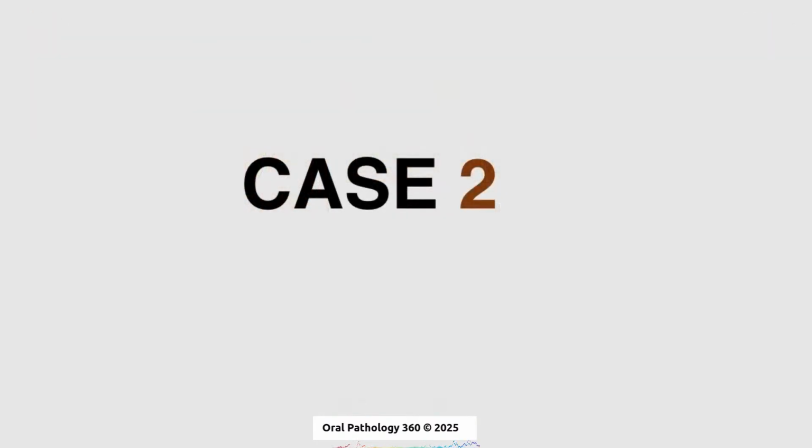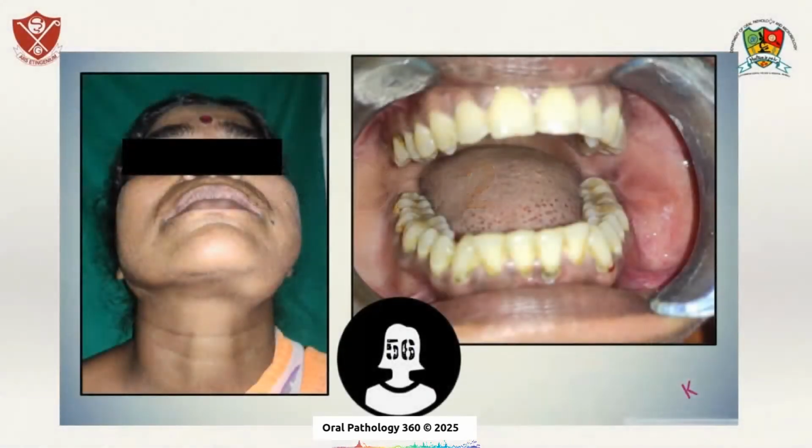The second case is of a 56-year-old female patient who complained of painless swelling in the left lower jaw region since 5 months. The family and medical history were irrelevant. On inspection, a diffuse swelling of size 4 by 3 cm was noted extraorally in the mandibular left posterior region. On palpation, the swelling was non-tender, non-fluctuant, intraosseous, and firm in consistency. The lymph nodes were non-palpable, non-tender, and the cervical lymph nodes were not involved.